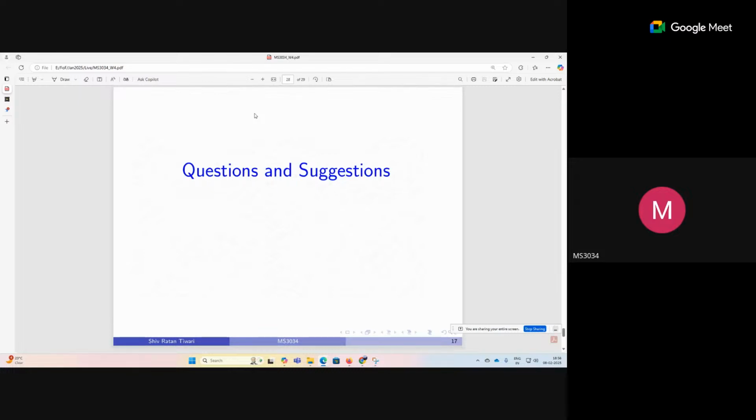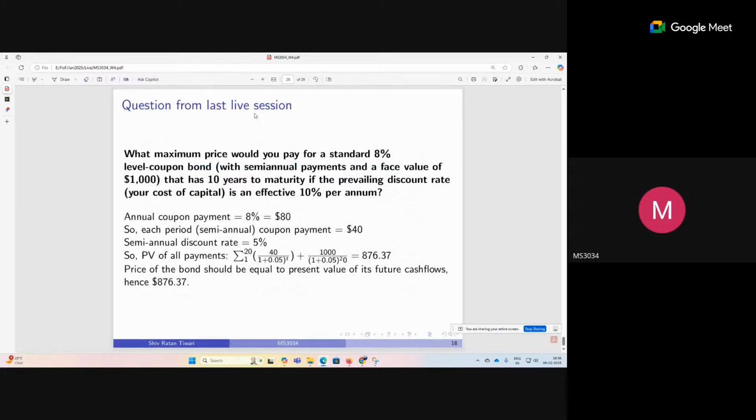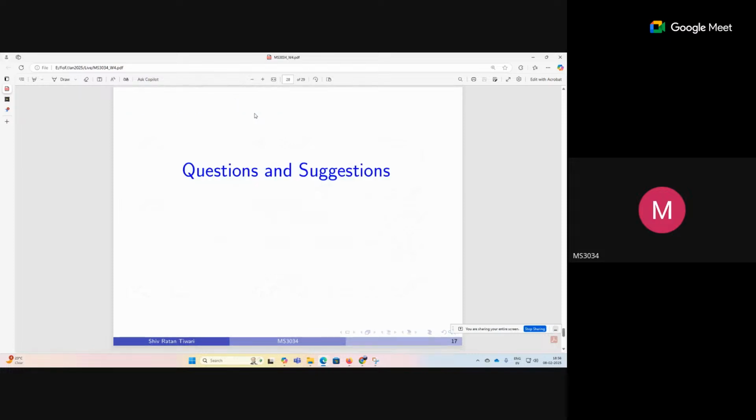At the end of the last class, I posed a question to you: how do we calculate the price of a bond. I have provided the solution, and I will be sharing these slides with you. You are free to have a look at the solution and check it against your own solution. If you have any other question, please feel free to ask me or post it on our Google discussion forum.